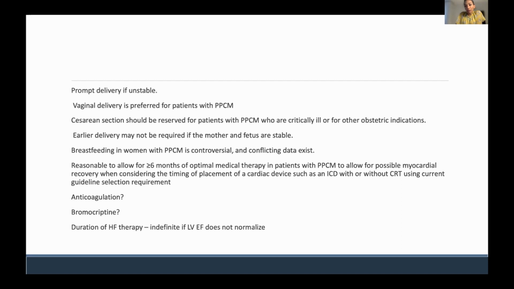If it does normalize, it's controversial whether heart failure therapy should be stopped. Family planning is recommended again because of the high risk of recurrence of peripartum cardiomyopathy, particularly if the EF does not normalize.